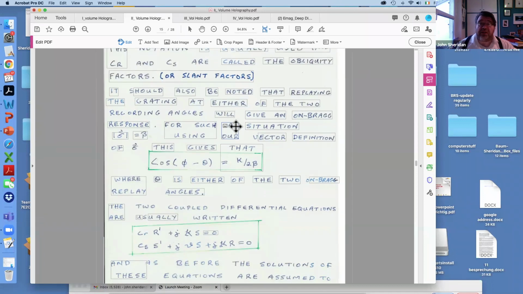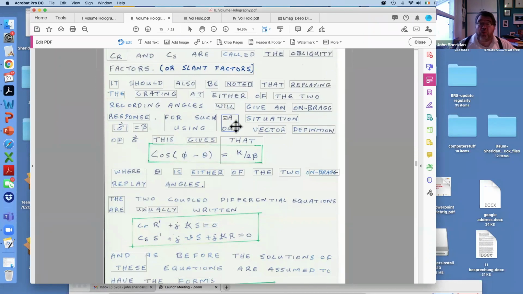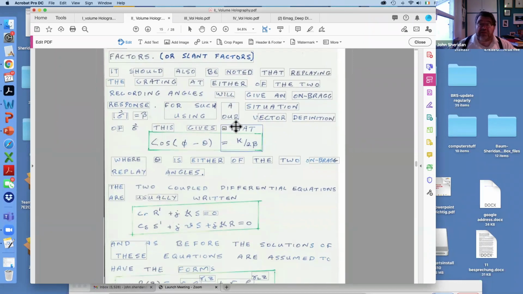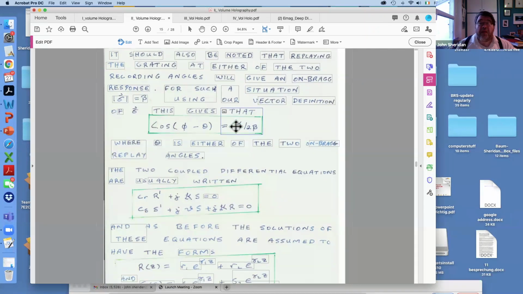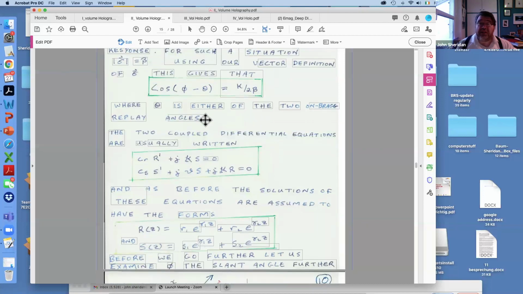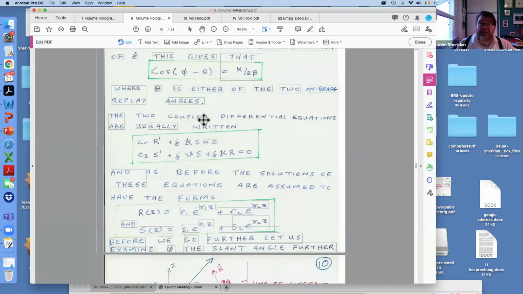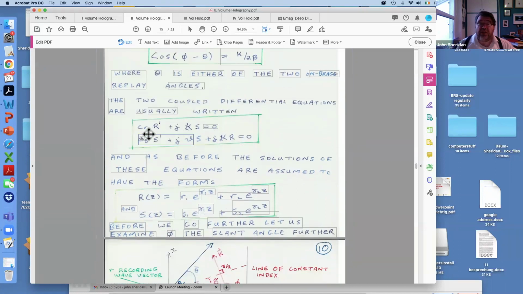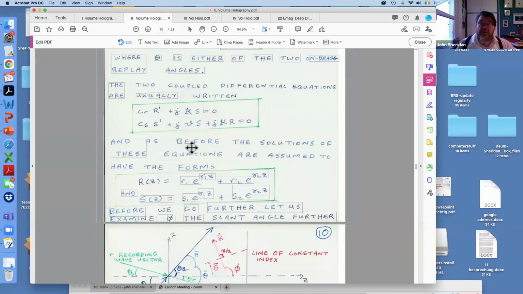It should also be noted that replaying the grating at either of the two recording angles, so we put two beams in, and if we replay at the angle associated with either of those two beams, we're going to be on Bragg. It's going to give us an on Bragg response. So using these vector definitions, we can recall, and we did this little piece of math before, the cosine of the slant minus theta, the replay angle, is equal to this K divided by 2 beta. Theta is either of the two on Bragg, so these are the Bragg angles. And the two coupled differential equations become this, simply using the obliquity notation.